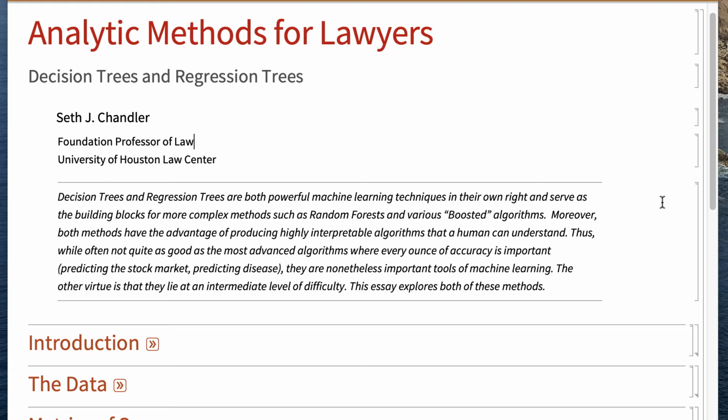The main advantage, I would say, of decision trees and regression trees is that unlike many of the modern snazzy machine learning algorithms, they are interpretable. That is, they produce a method that a human being can understand. And so, while often they don't perform quite as well as advanced algorithms where every ounce of accuracy is important, such as if you're trying to predict the stock market, or build an airplane or predict disease, still they're important tools of machine learning.